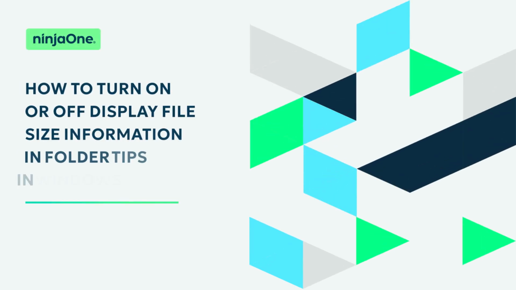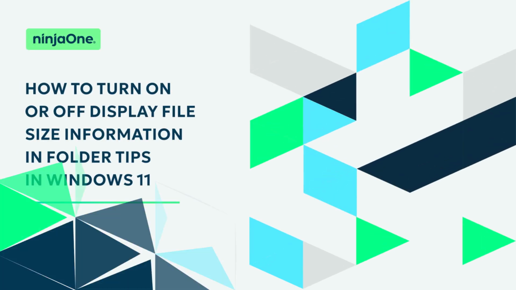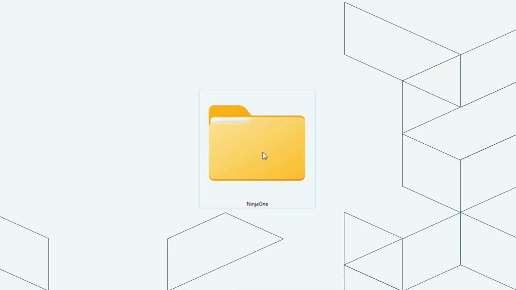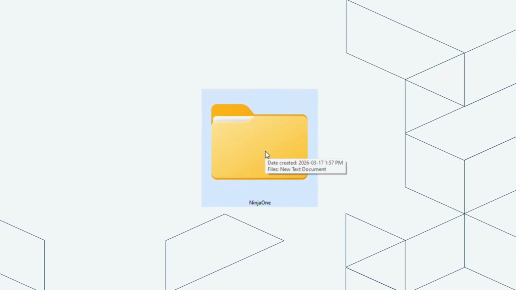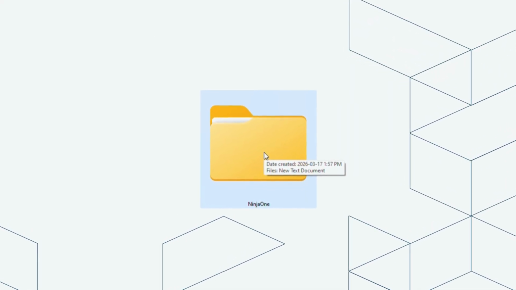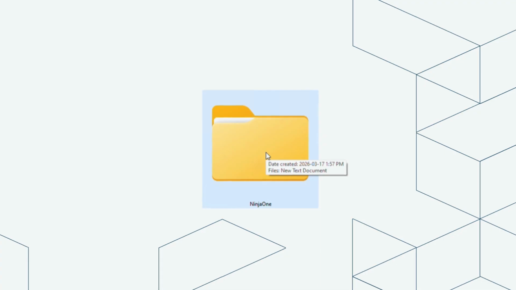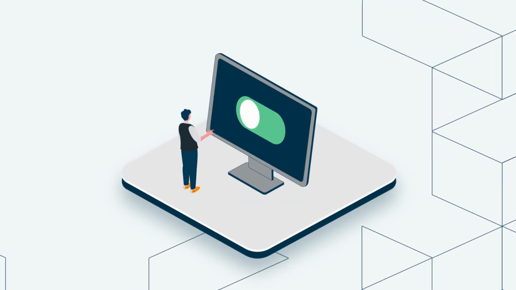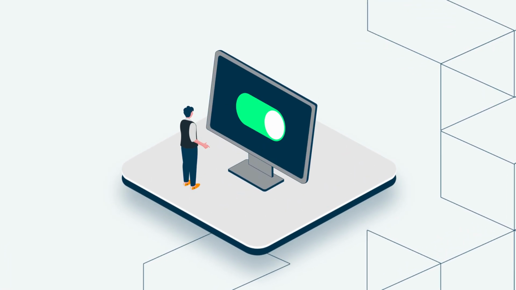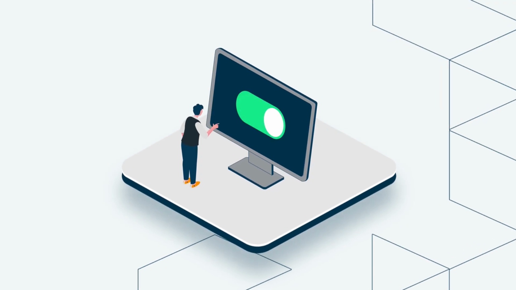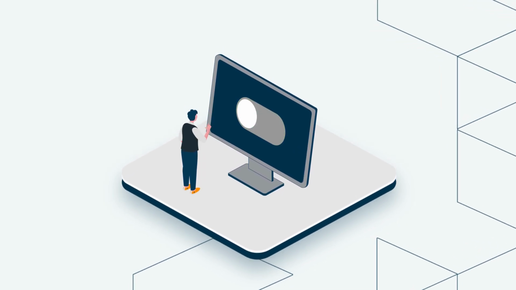How to turn on or off display file size information in folder tips in Windows 11. Ever notice that little pop-up when you hover over a file or folder? That's called a tooltip, which shows details like file size, number of items, and when it was last modified. While helpful, some people prefer to hide this info. In this video, we'll show you how to easily turn tooltips on or off by changing a simple setting in the Windows Registry.